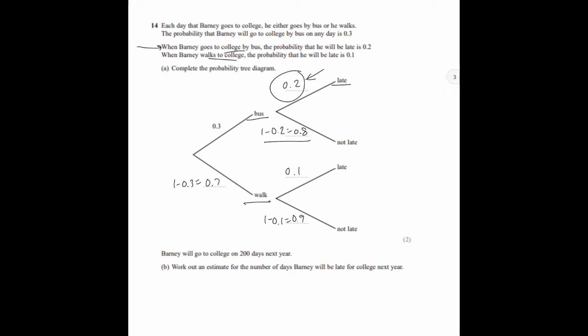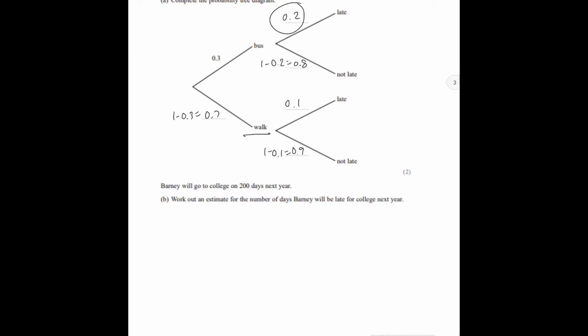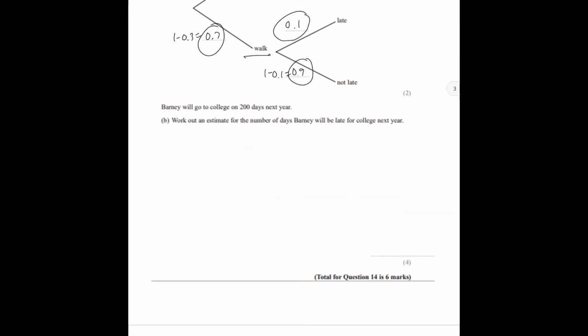So this is a 2-marker involving 2 concepts and carefully reading the question and understanding it, right? Okay, so this should be your answer for this question, and I think that's it. The next part: Barney will go to college on 200 days next year. Work out an estimate for the number of days that Barney will be late for college next year.